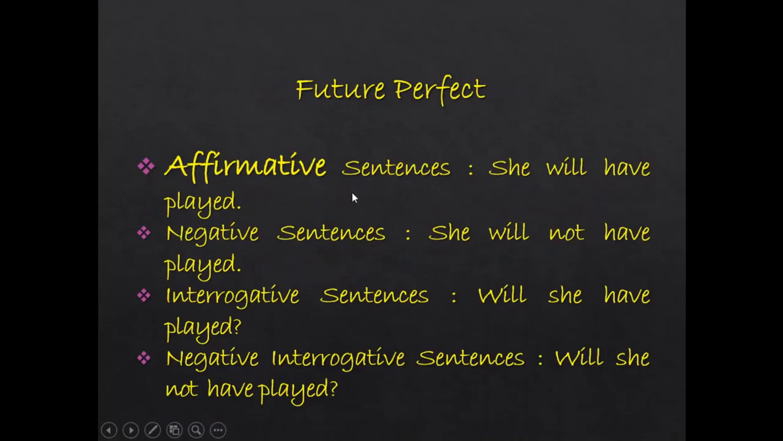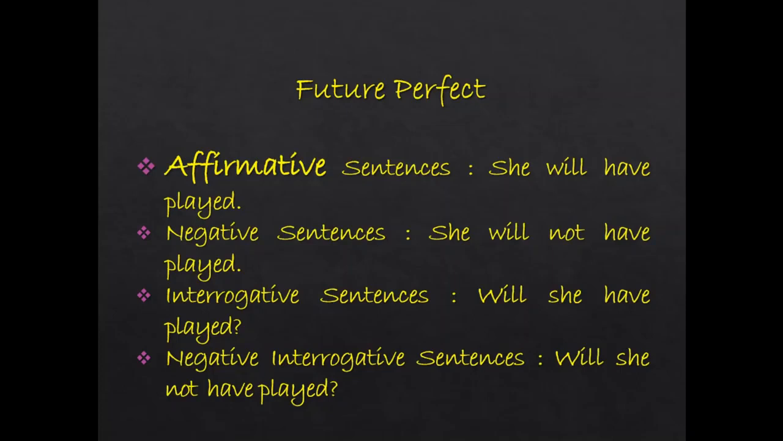Affirmative sentences, she will have played. That means the girl will have played at this time the game whichever is supposed to be played by her. It will be done by this time in the future. Then comes the negative sentence, she will not have played. Interrogative sentences, will she have played? And a negative interrogative sentence, will she not have played?